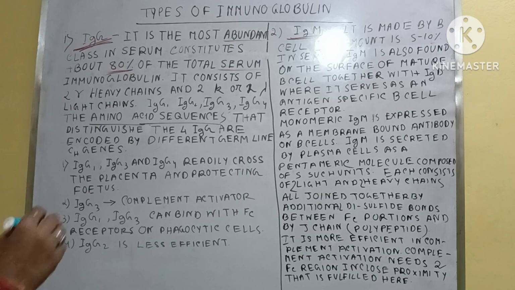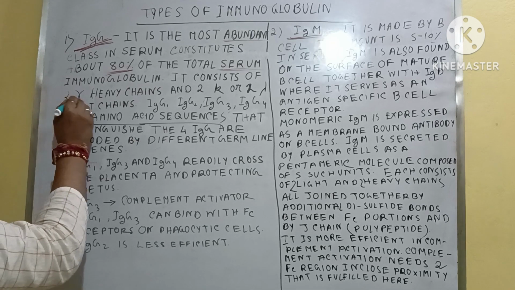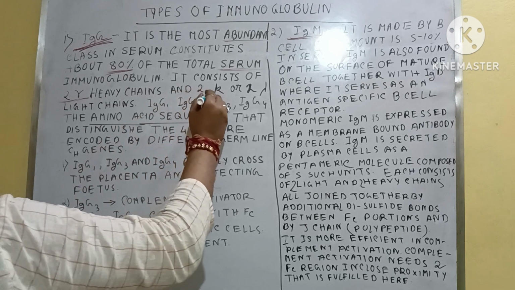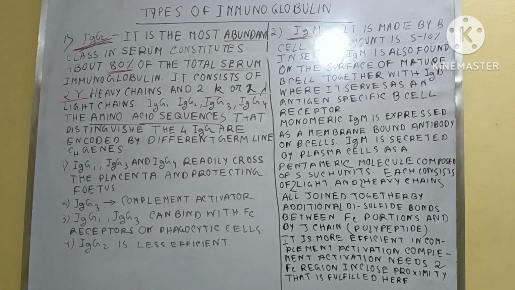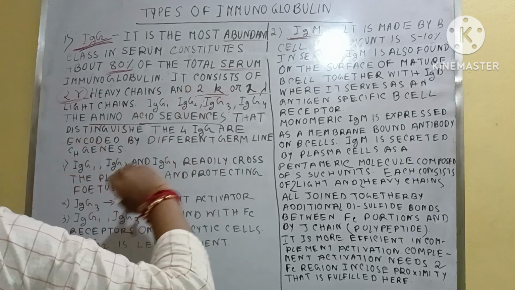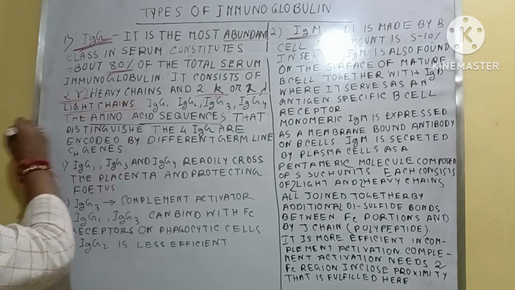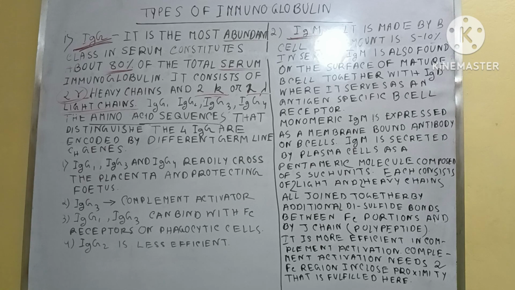So IgG is the maximum amount of immunoglobulin that is seen in the serum. It consists of two gamma heavy chains and either two kappa or two lambda light chains. So one IgG molecule consists of two gamma heavy chains and either two kappa or two lambda light chains. Clear? Generally, four types of IgG molecules are seen.